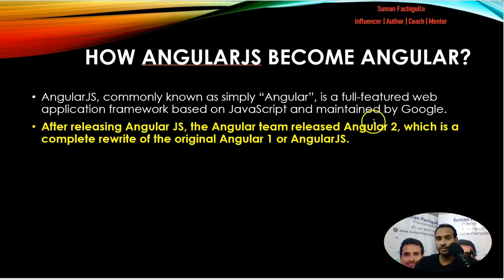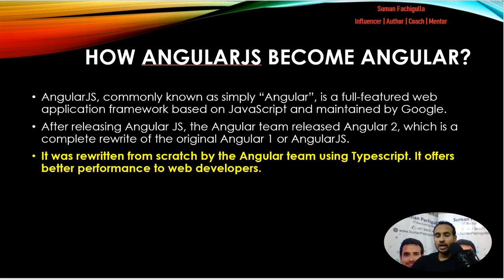This is what you need to remember. Angular 2 they released, which is a complete rewrite of the original Angular 1 or AngularJS. So first they released Angular 1, they call it AngularJS. After that, the Angular team, whoever built it, said no, it's not working. Let's rewrite it. So they rewrote it completely differently, and they named it Angular. So it came with Angular 2. Then they released it with Angular 2.